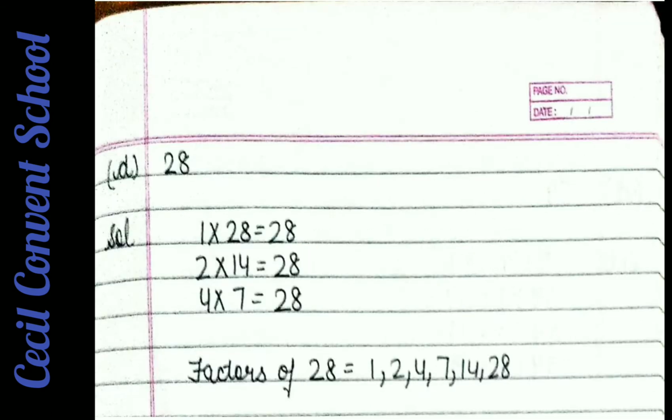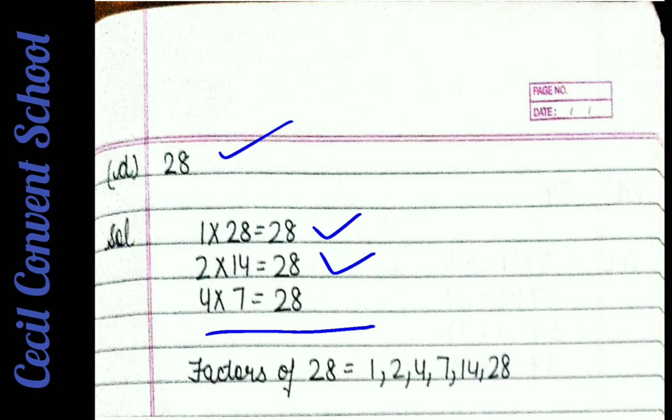Now we do D part. D part is 28. 1 28s are 28. 2 table, 28 comes at 14s are, so you write 2 14s are 28. 3 table, 28 comes, no. 4 table, 28 comes at 7s are, so you write 4 7s are 28.